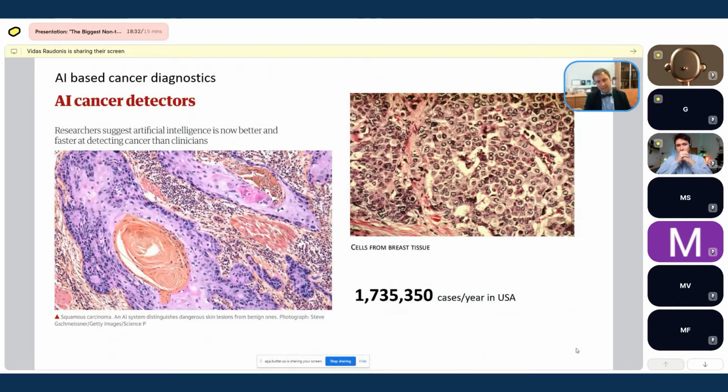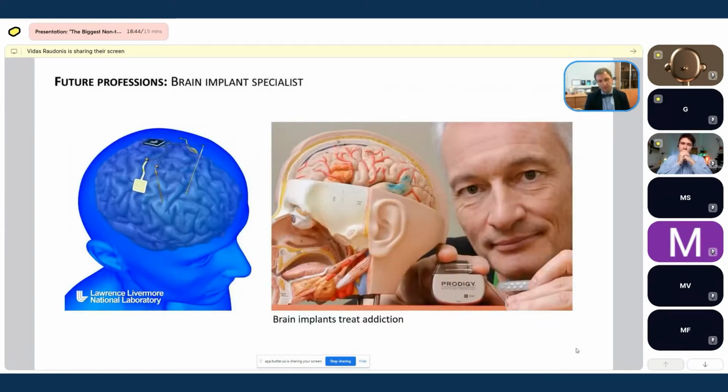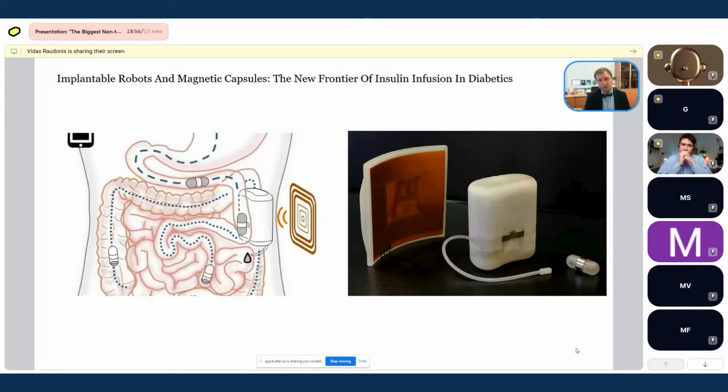But the AI today can outperform human clinicians when you want to detect breast cancer. There are technologies that can fight your addictions to drugs. Or you can insert insulin robots that inject the insulin in your guts in order not to poke yourself with the needle every time.